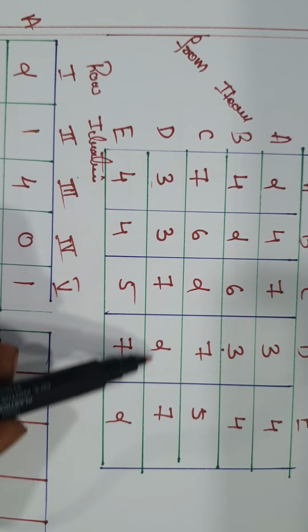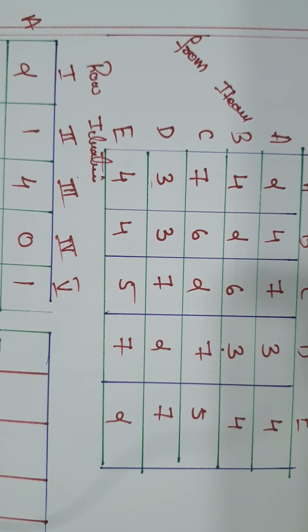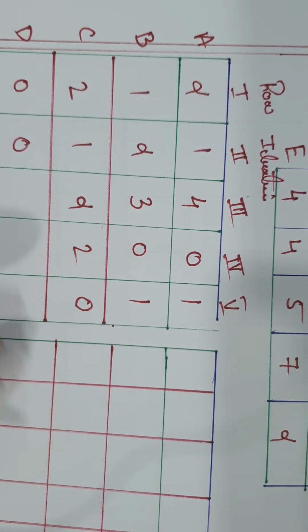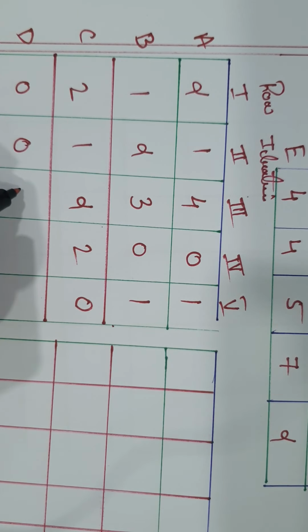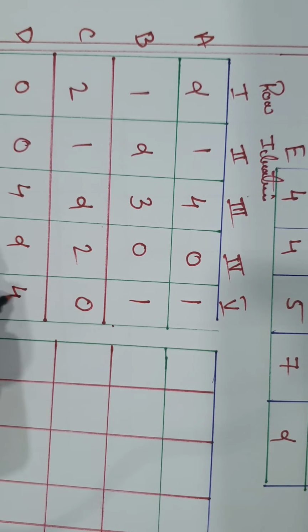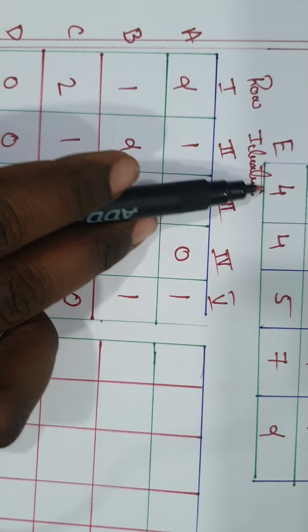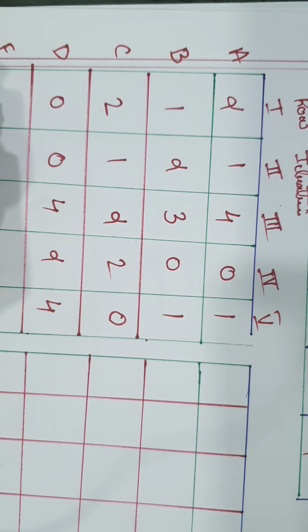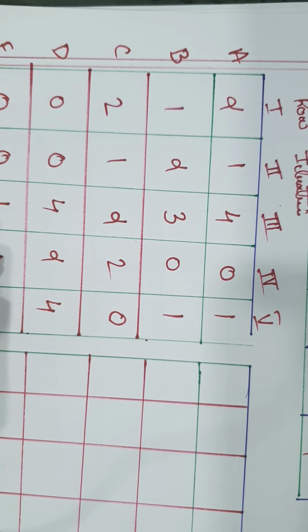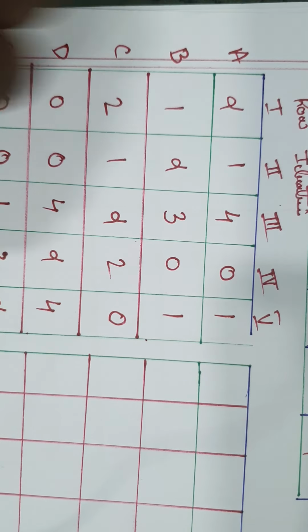In the fourth row, which one is the least value? 3 is the least value. So this will become 0. This is also 0. Then 7 minus 3, how much will it be? 4. Then after that alpha, and 7 minus 3 is equal to 4. In the last row, 4, 4, 5, 7, alpha, which one is the least value? 4 is the least value. So 4 minus 4 is 0. This one will also become 0, then 1, this one will become 2, 3, and this one will become alpha. Alpha you have to write down as it is.